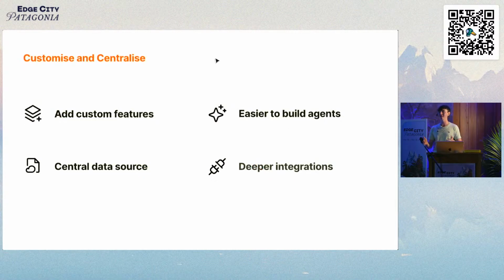As well as that, I thought it would be really useful to be able to customize and centralize my data. That means things like adding custom features or custom fields, centralizing the data source, and, related to that, the ability to build AI agents. AI agents perform best when all the data is easily accessible in one place. If it's scattered across Airtable and Excel and Google Docs and so on, it's hard for the agent to access that data, and as a result, hard for the agent to work effectively and autonomously.